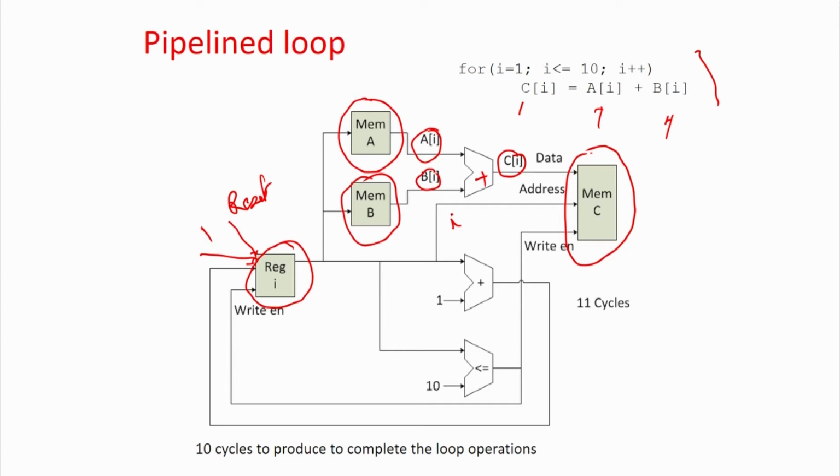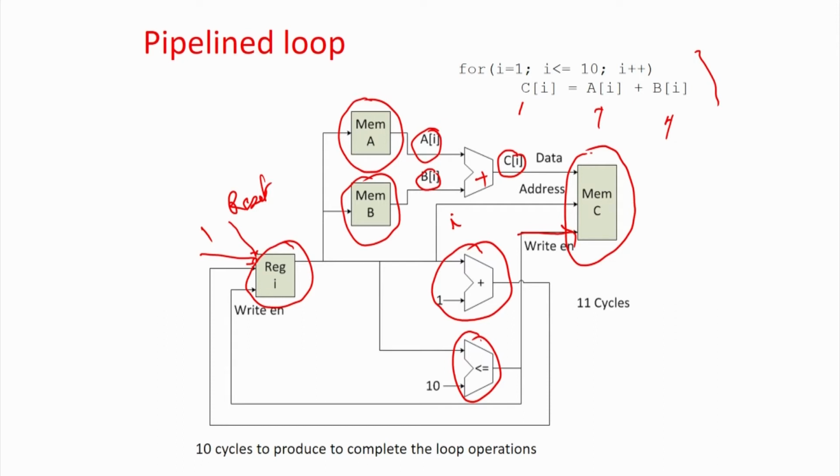This is how the whole thing will be generated. We will have this incrementer, i plus plus, and this data will be written back to i. I also have the comparator, less than or equal to, which checks whether the current i is less than or equal to 10 or not. This works as a write enable to this array, so C[i] will be updated as long as i is less than or equal to 10, and it is also the write enable to this register.